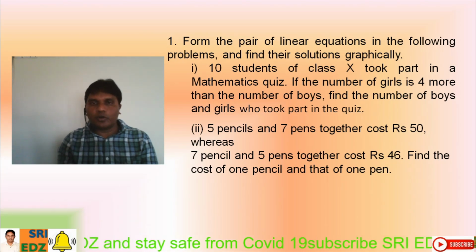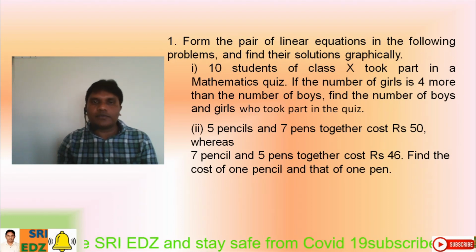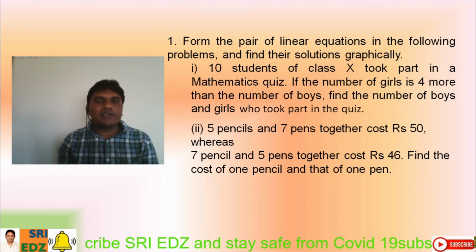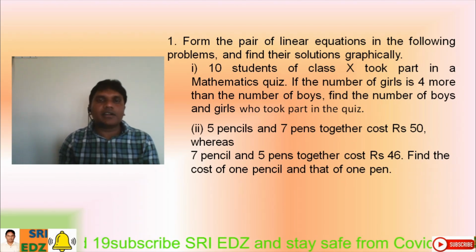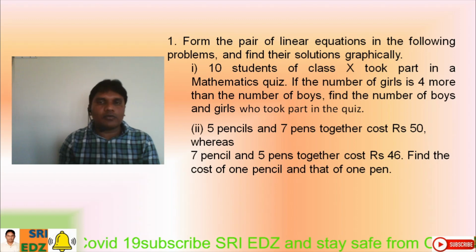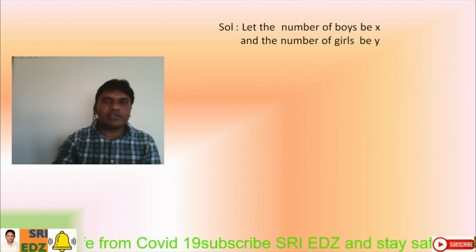That is first problem. Second problem is: 5 pencils and 7 pens together cost 50, whereas 7 pencils and 5 pens together cost 46. Find the cost of one pencil and that of one pen. That question is given. So first question we'll solve.